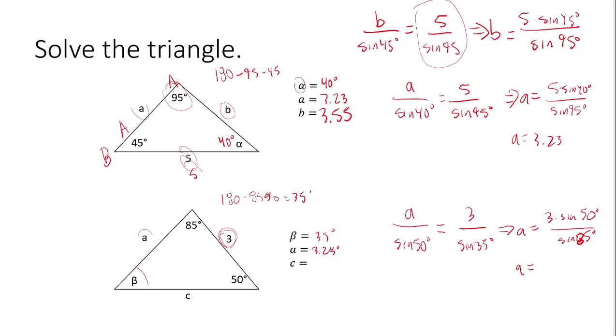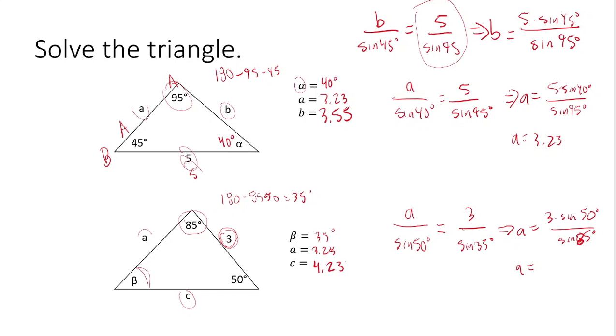Now, I'll let you pause the video here and solve for B. Side length C. So we're going to use C divided by the sine of 85 degrees is equal to 3 divided by the sine of your 35 degrees. And pause the video and I'll write the answer. So the answer should be 4.23 there. Okay, this is not a degree. These are both side lengths. All right, so that's using the law of sines.